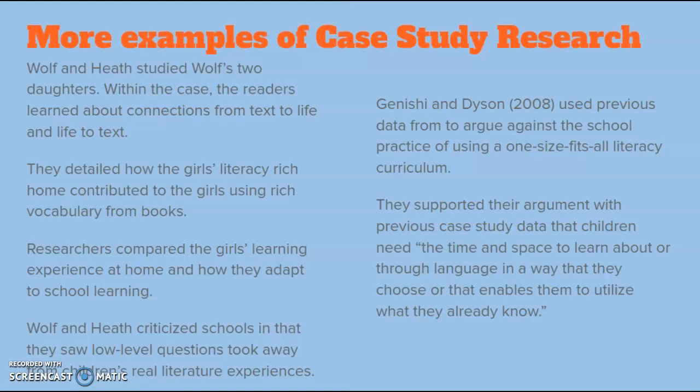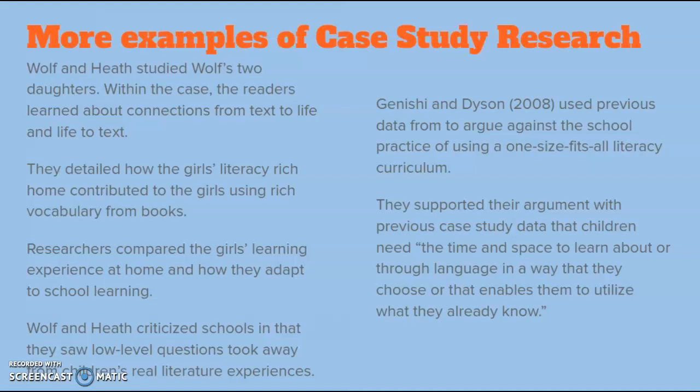The researchers then were comparing the girls' learning experience at home and how they adapted to school learning. And what happened was that Wolf and Heath criticized schools in the way that they saw low-level questions taking away from the children's real literature experiences. So what they were seeing was where in the home the two girls were asking these deep questions and having great conversation about the vocabulary they were finding. What they were seeing in school was that the girls were more focused on finding the one correct answer in the book that would answer the low-level thinking questions that they were being asked.